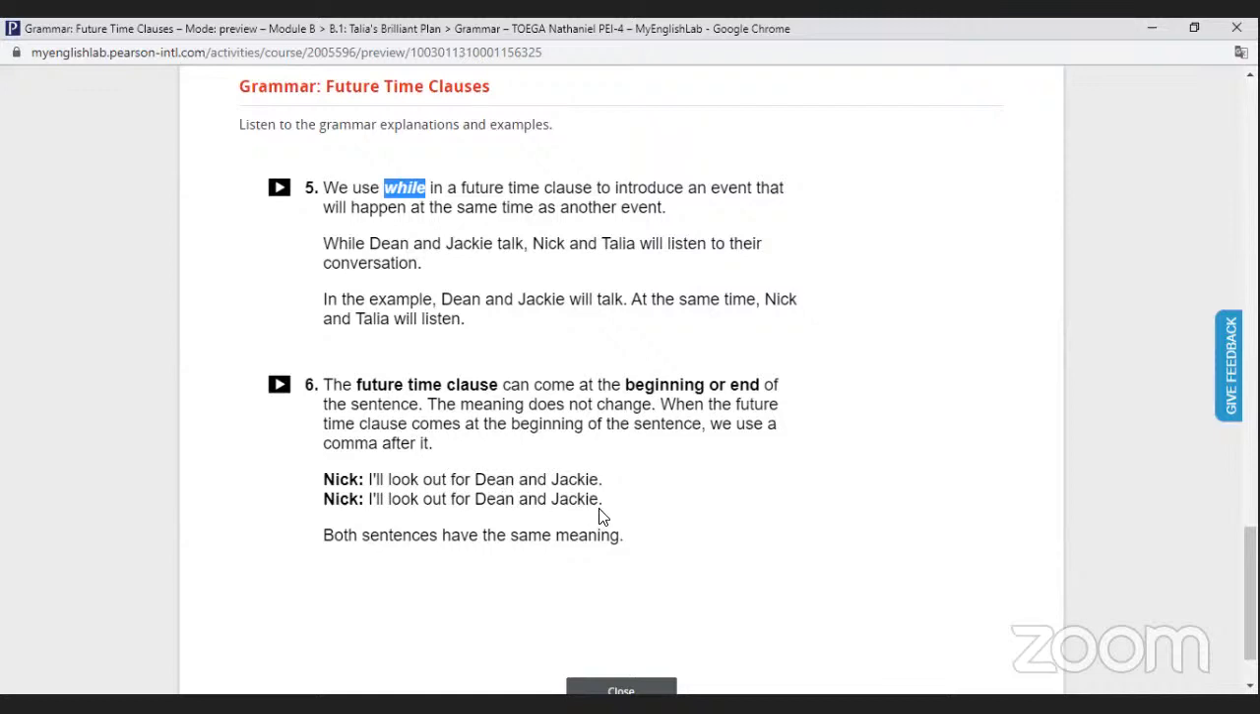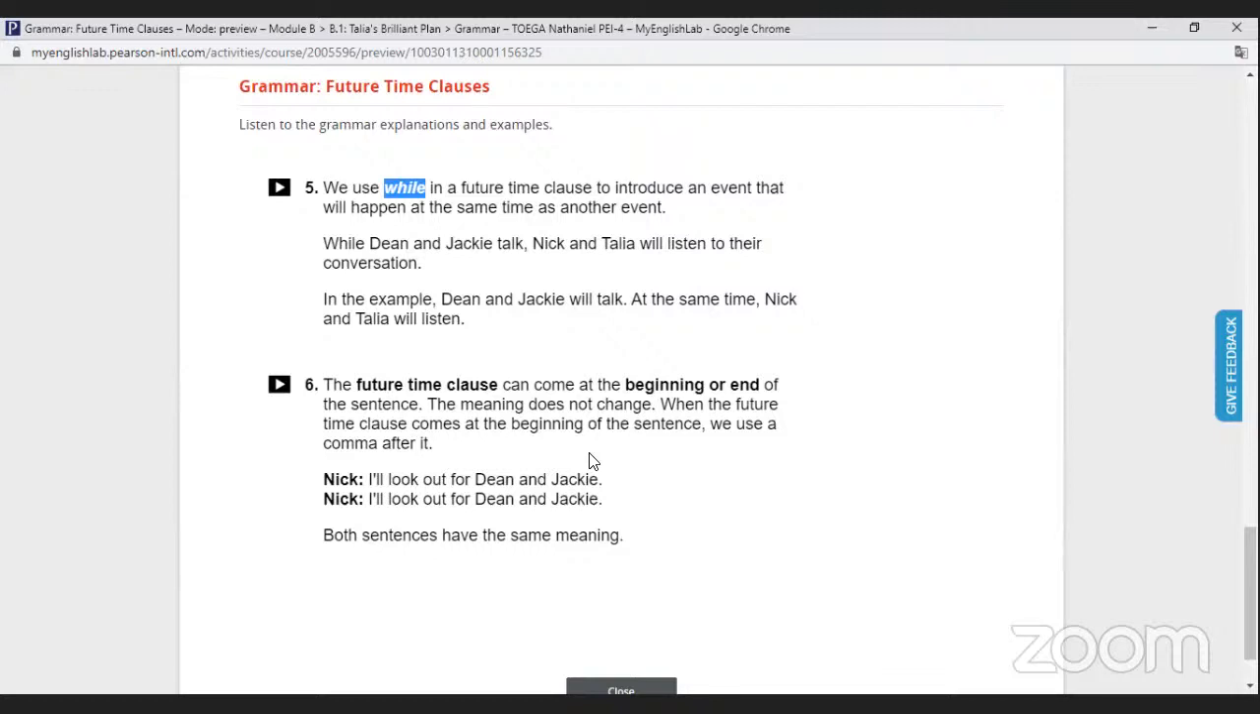Okay, so because they're the same, right? Yeah, but they're not literally the same. Okay. So we're going to understand the concept again. The future time clause can come at the beginning or the end of the sentence. The meaning does not change. When the future time clause comes at the beginning of the sentence, we use a comma after this. So the two examples, what are they trying to prove? I don't understand that because they are literally the same, right?